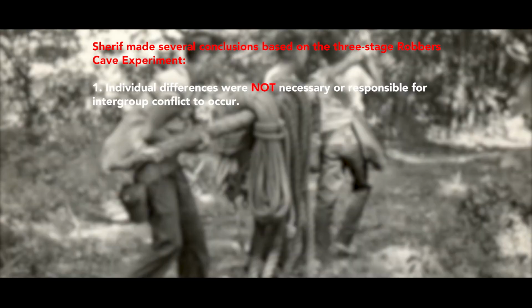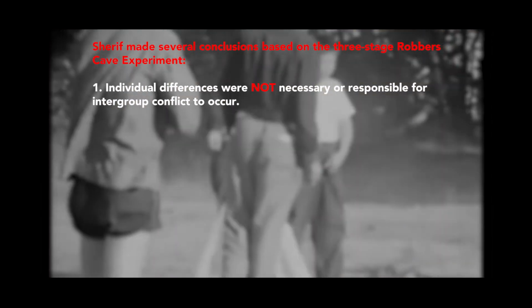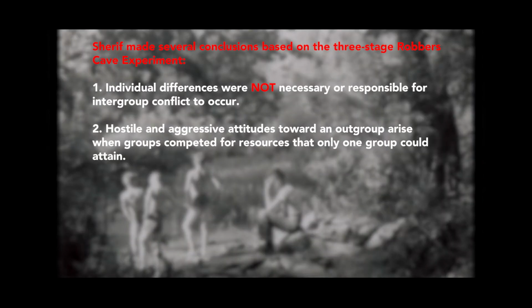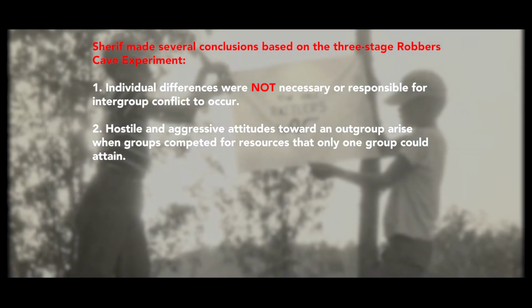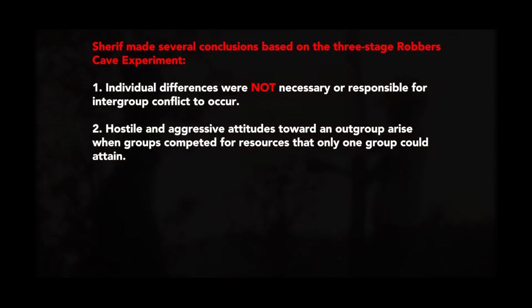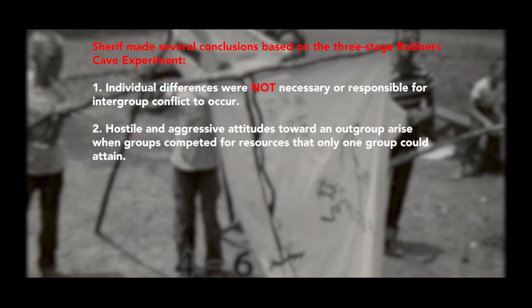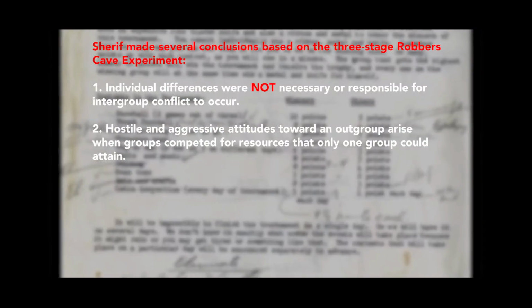Sherif made several conclusions based on the three-stage Robbers Cave experiment, adding to the realistic conflict theory. From the study, he determined that because the groups were created to be approximately equal, individual differences were not necessary or responsible for intergroup conflict to occur. Second, as seen in the study, when the boys were competing in camp games for valid prizes, Sherif noted that hostile and aggressive attitudes towards an outgroup arise when groups competed for resources that only one group could attain.